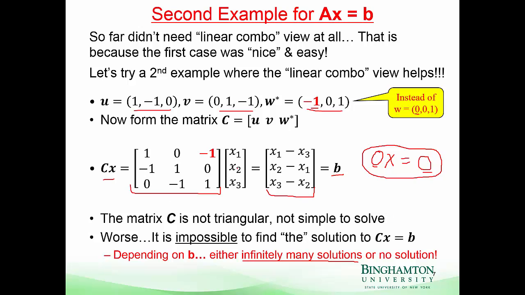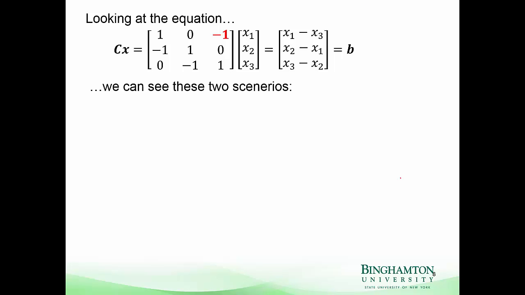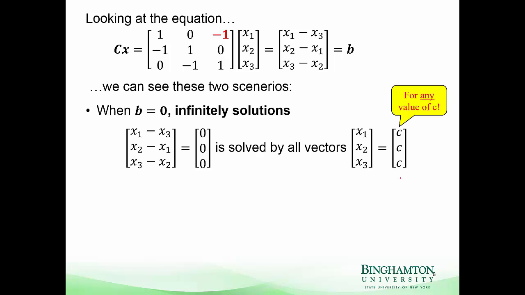We don't necessarily have to have a purely zero matrix and a purely zero vector over here to get to the case where we have infinitely many solutions. So let's explore this a little bit farther and see if we can make sense of why this is happening and how it works. So let's look at this. Here's our equation, and let's look at two scenarios. So let's pick b equal to 0.